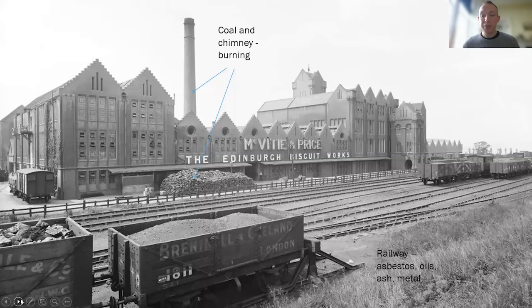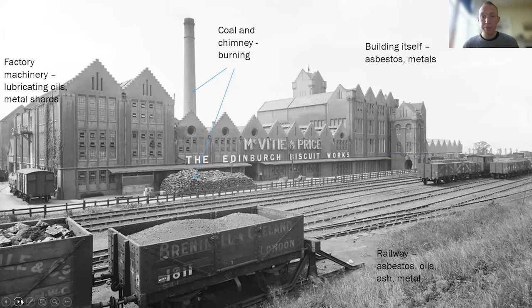There's a railway there. That's the source of asbestos from the brakes of locomotives. Sitting locomotives would have dropped oil and ash and possibly fragments of metal out of them into the ground beneath them. The factory itself has machinery in it, so while it is only producing biscuits, they will have been using lubricating oils in the machines. The machines might have had shards of metal coming off them over time, all of which would eventually end up in the ground if it somehow got outside.